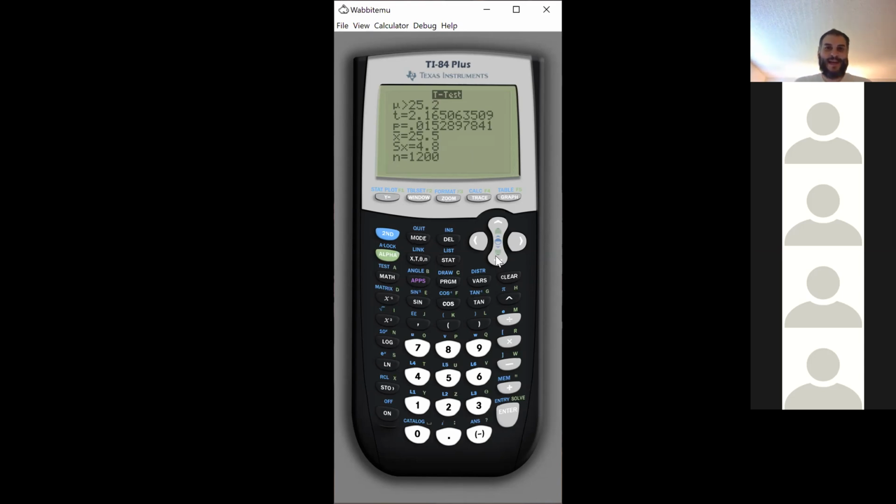So you should get a t-value of 2.17, and you should get a p-value of 0.015. Any question on how I got the t-value or the p-value?